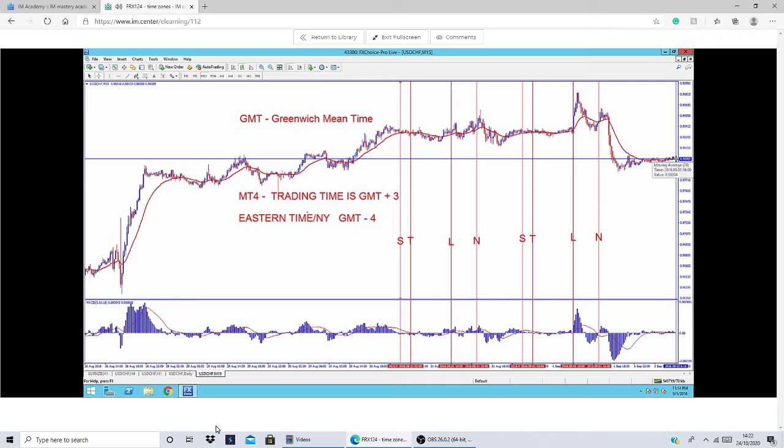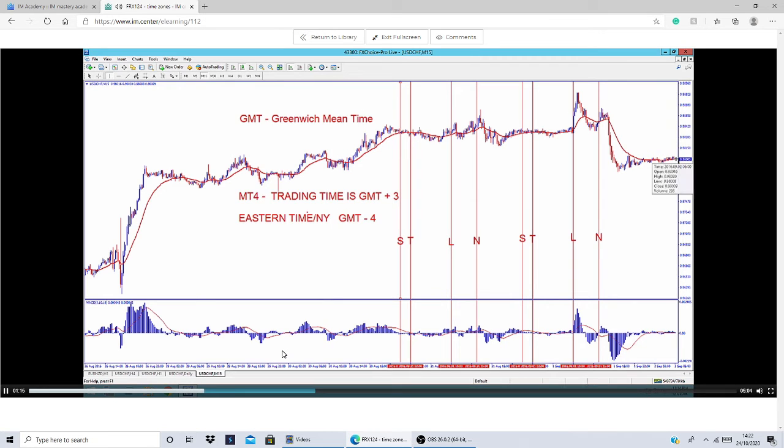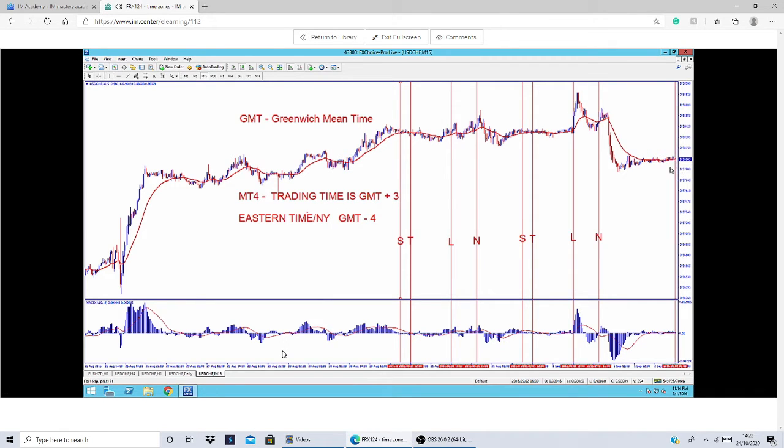So you can see that there is a 7-hour difference. Let me see if I can show you. There's a 7-hour difference right there. Right down here, you see the bar is on 6 o'clock, 6:15. It's 11 o'clock in New York at the time of this taping. So MT4 trading is GMT plus 3, and New York time is GMT minus 4.